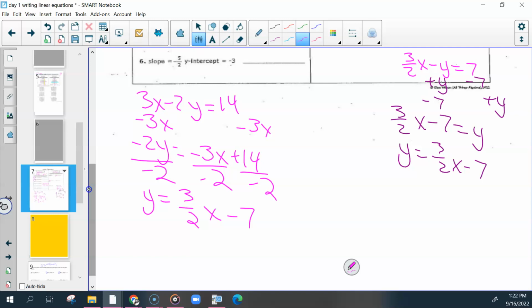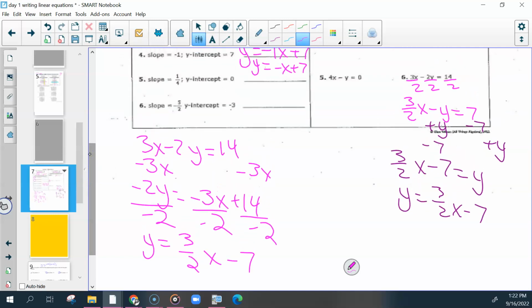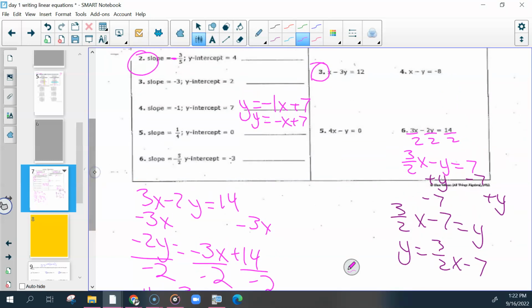Do we have other questions in this section you want to see or go over in that 1 through 6? You would, yes, do the same thing to all of them. Did you want to see 3? So we could subtract x. And I'm going to switch the order of these two so that x comes first. And then we would divide everything by negative 3.